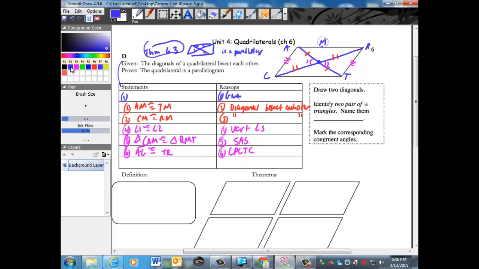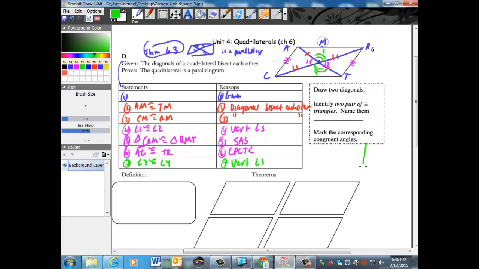All right, and we're going to keep going. We've showed one pair of sides that are opposite are each congruent. Now we're going to show the other side. Vertical angles, angle 3 and angle 4. So 7, angle 3 is congruent equal to angle 4. And that's going to be by definition of vertical angles.